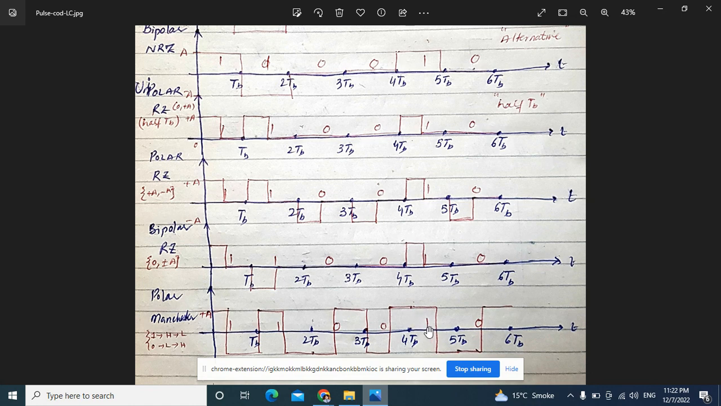The fifth bit is 1, so it will keep a positive value for the first half of the duration and a negative value for the second half. The sixth bit is 0, so it will keep moving from lower to higher value: a negative value for the first half, and a positive value for the second half. So this was the line coding techniques with the different types of pulse shaping techniques, and how you can apply these techniques together.